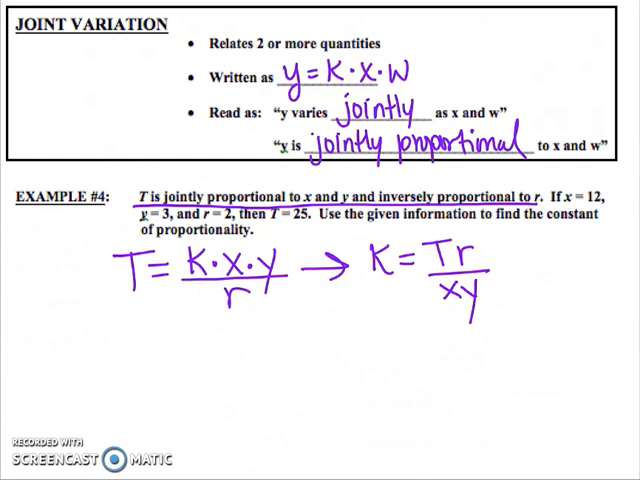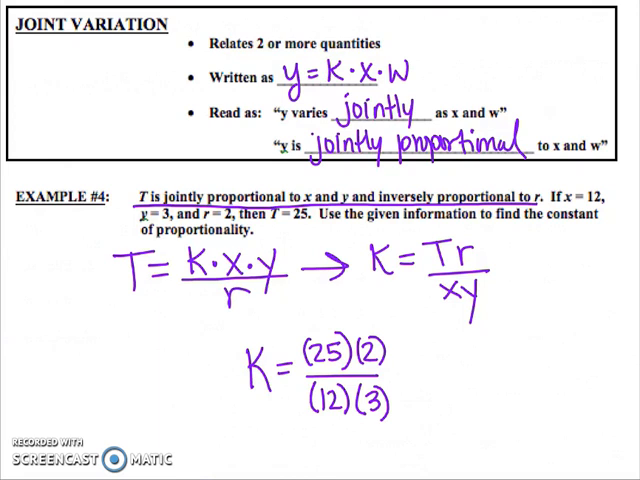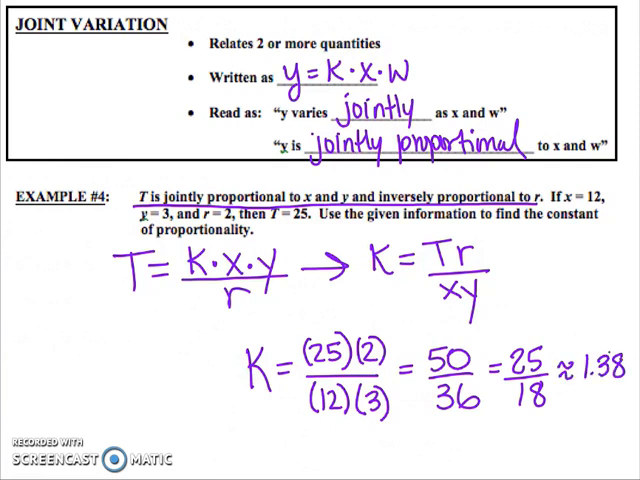Use the given information to find the constant of proportionality. So we know how to find K. Now we just have to plug in the information. So K is going to be equal to, let's see here, 25, that's our t, times 2, that's our r, over 12, that's our x, times 3, that's our y. So that's going to be 50 over 36, which reduces to 25 over 18, or if you changed it into a decimal, that would be 1.38 repeating.